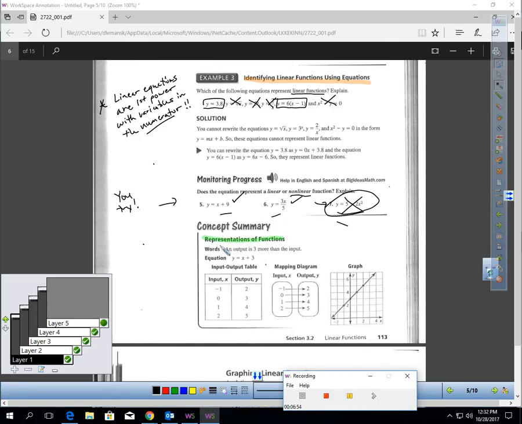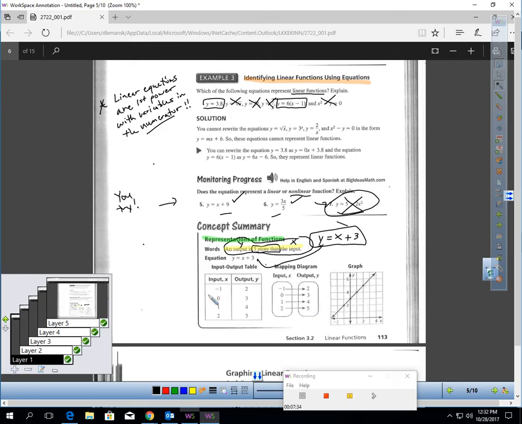Let's talk about how we can represent a function. When you read the words, an output is 3 more than an input, that should be easy to write an equation for. Now think about it. Didn't we learn in the last lesson, outputs are y's and inputs are x's? So when I read this statement, here's what I'm thinking. Y is 3 more than x. Okay? Y is means equals. How do you write 3 more than? That means add 3 onto something. I'm adding 3 onto x, so you can see that right here.